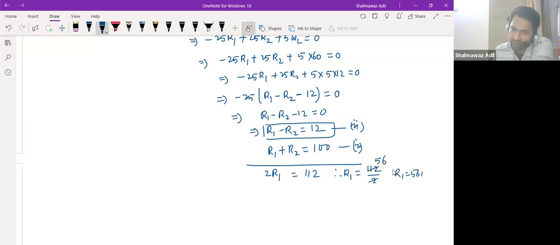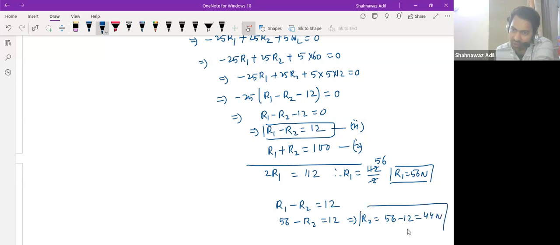Newton, right? And then we have the other equation. R1 minus R2 is 12. So this is 56 minus R2 equals 12. So R2 is 56 minus 12, so 40. So this is the answer.